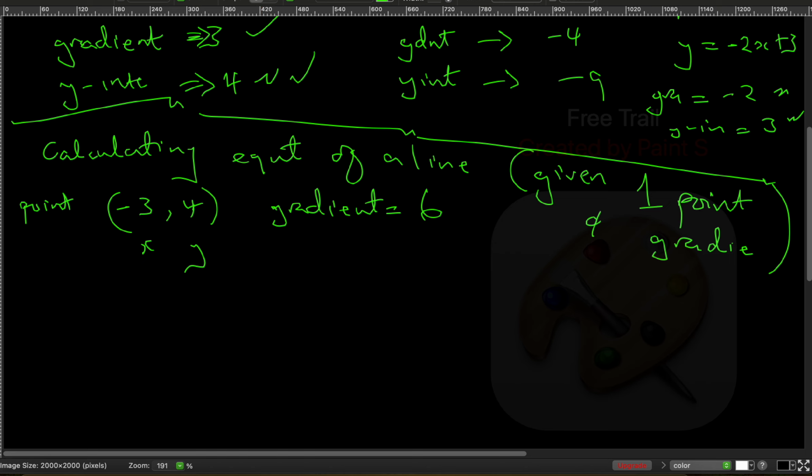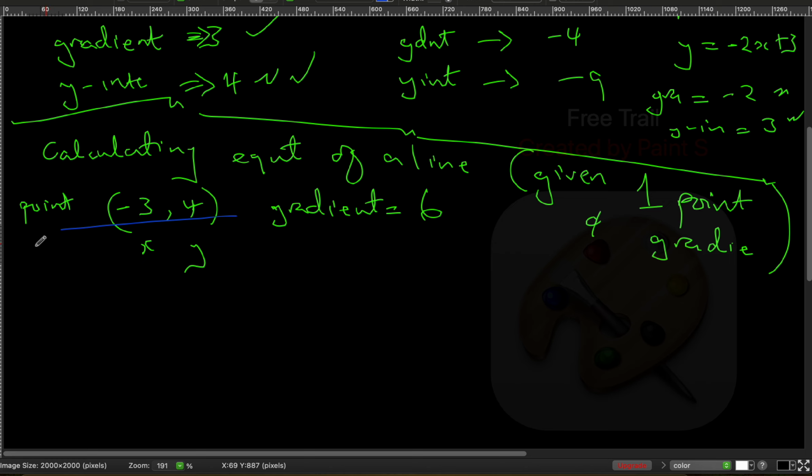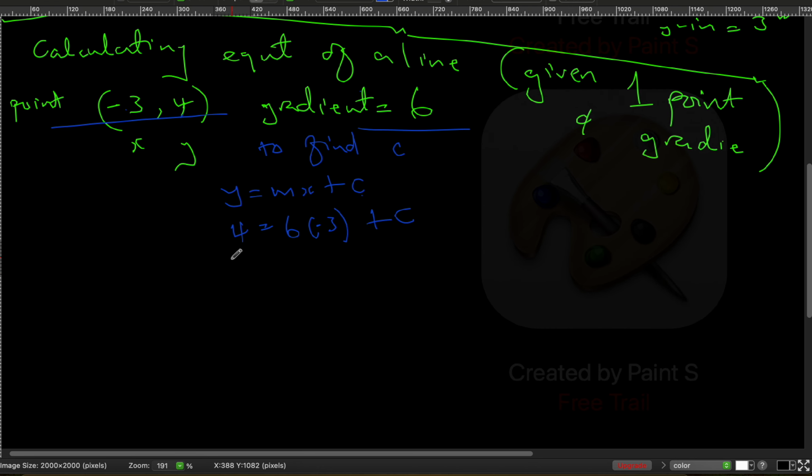Check this part. The reason you are given the point and the gradient is for you to find c in the equation y = mx + c. You're given m, x and y, so you need to find c. Just do mere substitution like before. y is 4, m is the gradient, which is 6, x is -3, so it's multiplied by -3 plus c. This resolves to 4 = -18 + c.